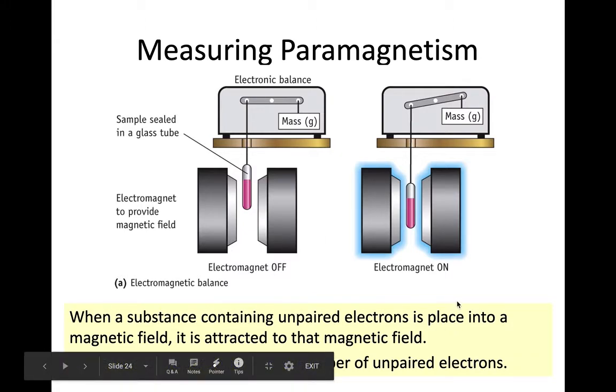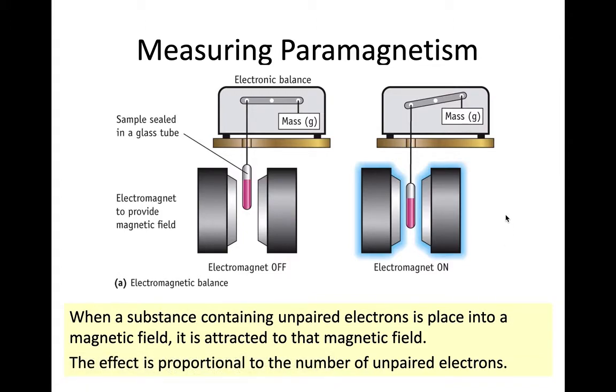The paramagnetic effect is going to be proportional to the number of unpaired electrons. So if you've got 2 substances you're comparing and one has 1 unpaired electron and one has 3 unpaired electrons, the one with 3 is going to have a more paramagnetic effect.